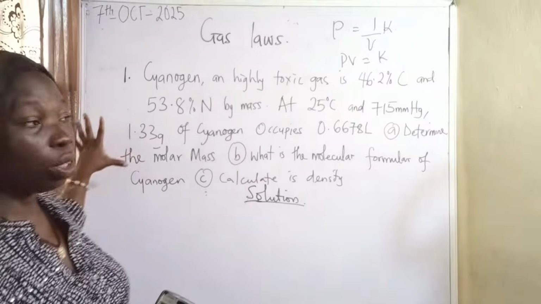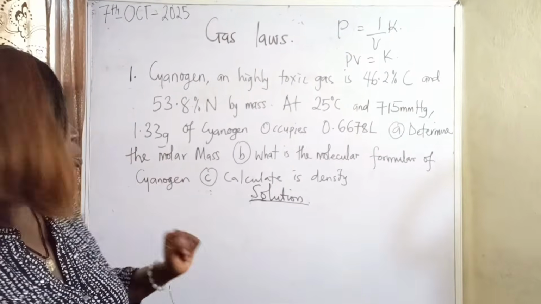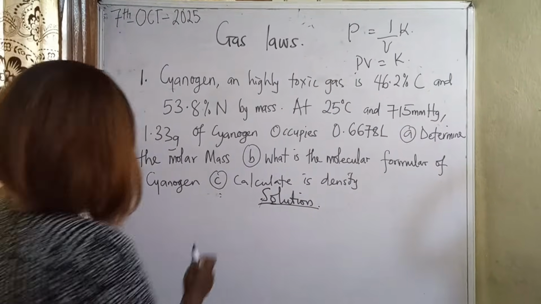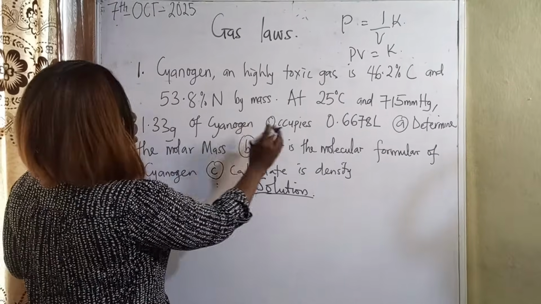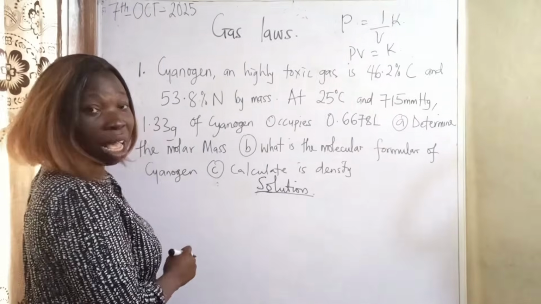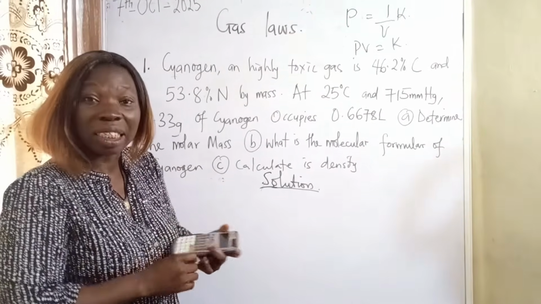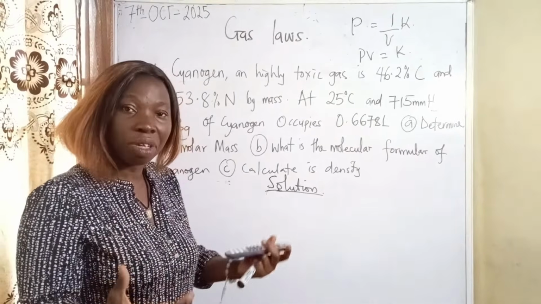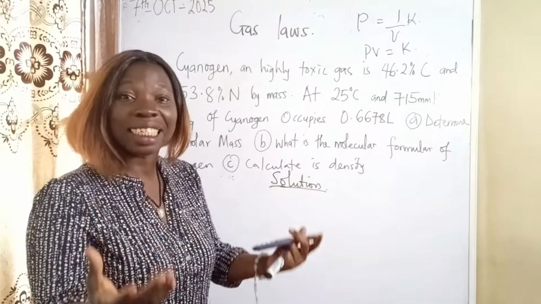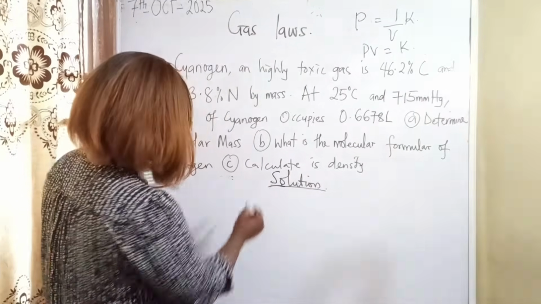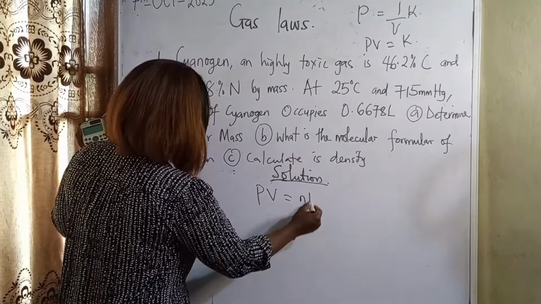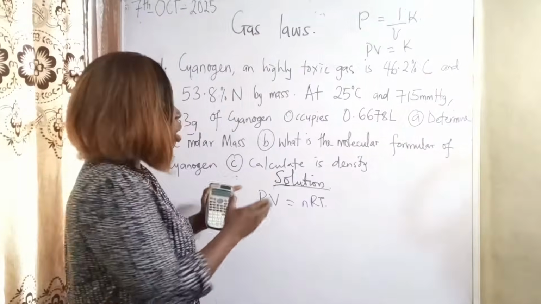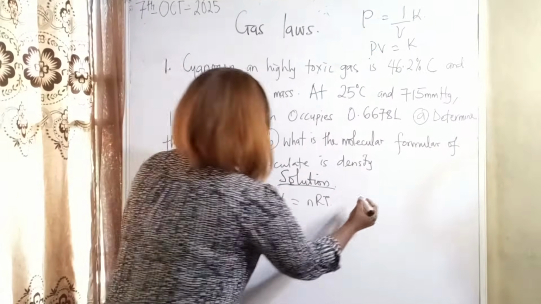So how do we go about the question? We are going to solve this question. Very easy and simple. Solution. The first question is to determine the molar mass. And we can only determine the molar mass if we know the relationship between molar mass and gas law. And what is that relationship? The relationship is with the ideal gas equation, which is PV equals nRT.